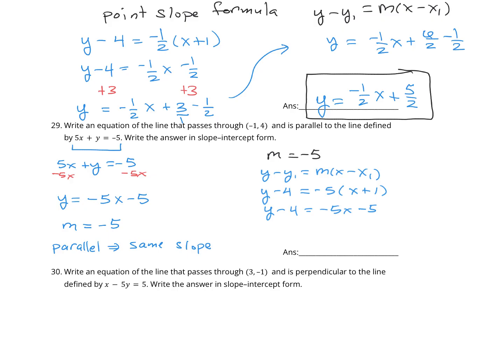Adding 4 onto both sides, we get y is equal to negative 5x minus 1. And that is the equation for the line that is parallel to the given line through that point. And again, you could go to a graphing calculator or Desmos and graph them together and see that they are, in fact, parallel.